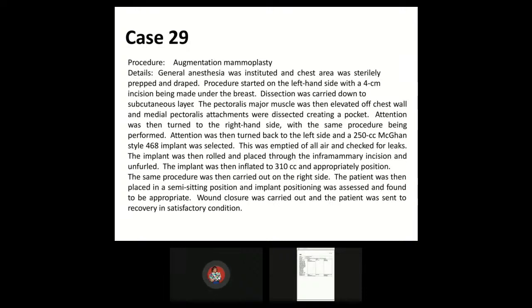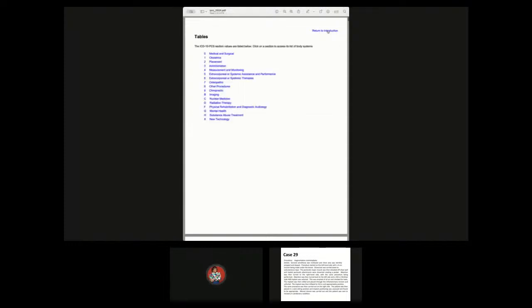This was emptied of all the air, checked for leaks, and then the implant was rolled into position through the inframammary incision and unfurled. The implant was then inflated to 310 cc's and approximately positioned. Then they did the same thing on the right side and they closed the patient up. So, what did our patient have today? This is known as an alteration.